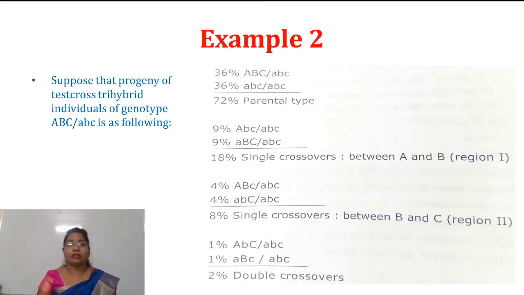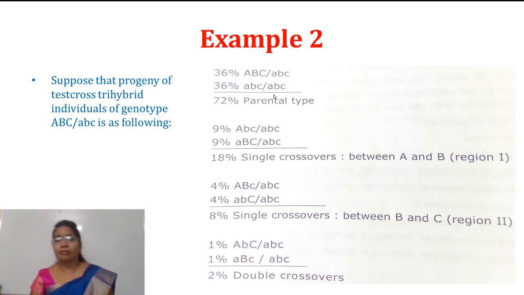Okay. Another example of this 3-point test cross is, suppose that the progeny of a test cross of trihybrid individuals of genotype, that is dominant ABC with the recessive abc, is as follows. So the data is given. These are the parental types, dominant ABC and recessive abc.